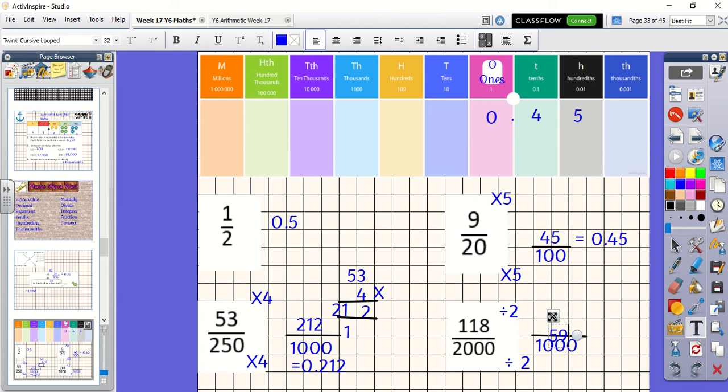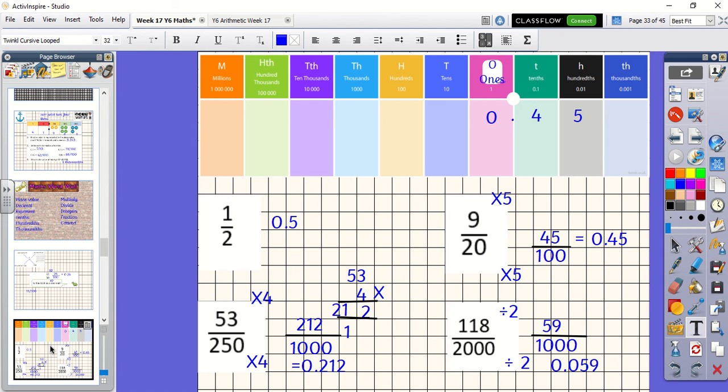So it will be 59. Now, this is where it can get a little bit tricky if you don't have three numbers as your numerator. So 0 point. Now we know that we need to have three numbers, and our 9 needs to go in our thousandths column. So I need to put a placeholder in before I finish off with my 50 hundredths and 9 thousandths. Okay, so that would be the equivalent decimal to 118 over 2000.